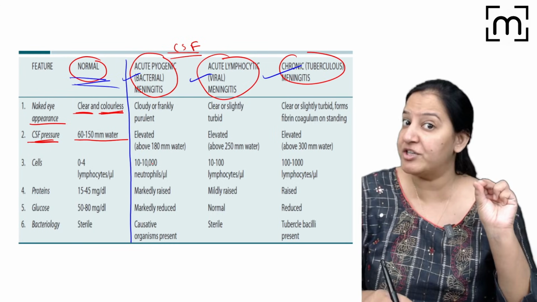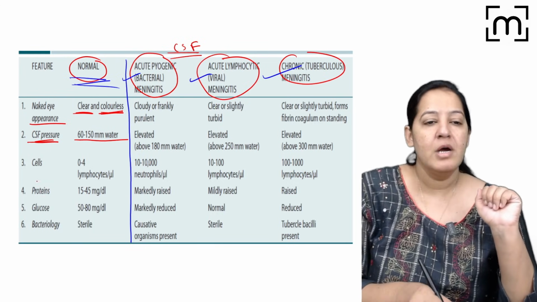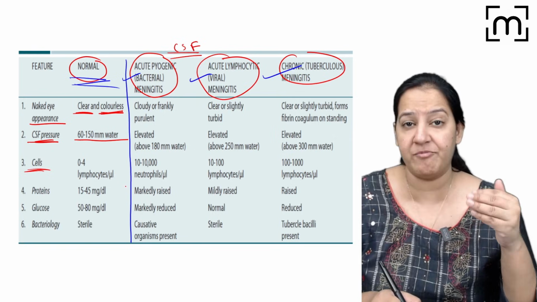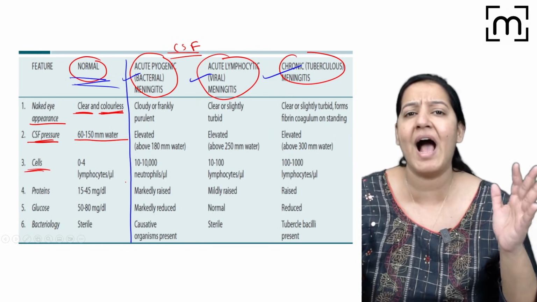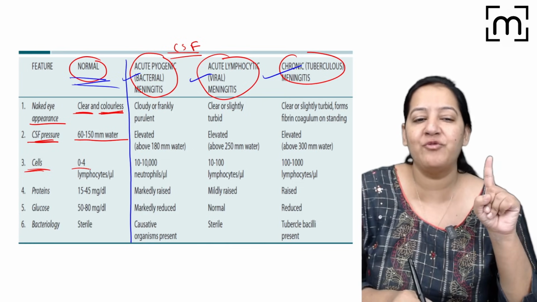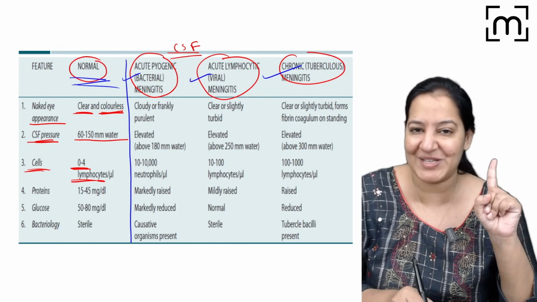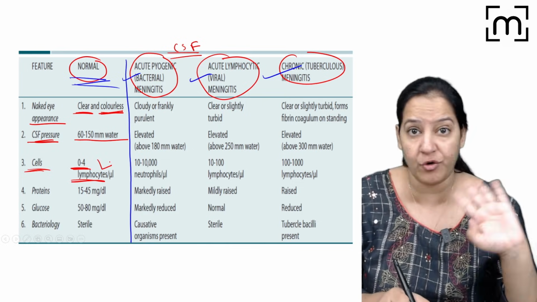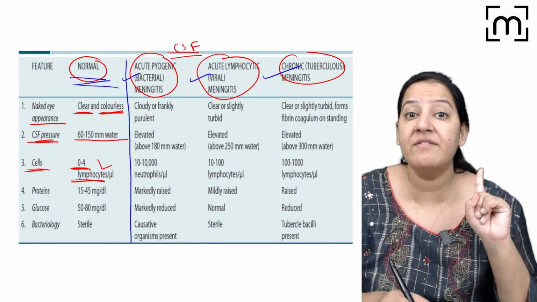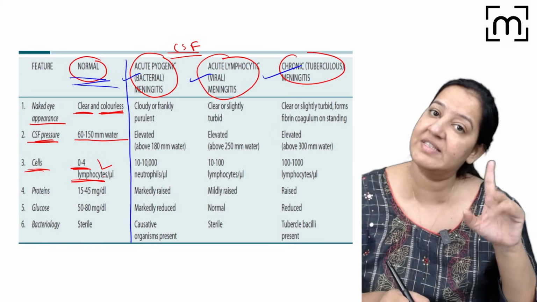You should know the normal pressure is 60 to 150 mm of water. Does normal CSF have cells? In a healthy human being, does CSF, my CSF, your CSF or any healthy normal human being, have cells? Yes, it has 0 to 4 cells. Which cells? Lymphocytes. Only lymphocytes, not neutrophils. Even a single neutrophil is abnormal. Please mind my words. Even a single neutrophil in CSF is abnormal.